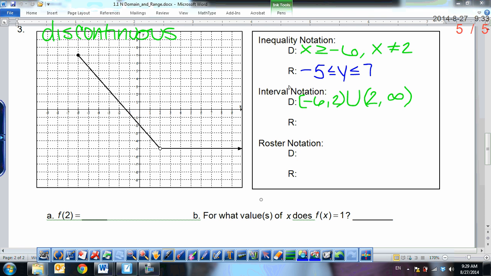Good. All right, can you try and turn that into interval notation, please? Feel free to talk to your neighbor and get some help. Try and turn that into interval notation.